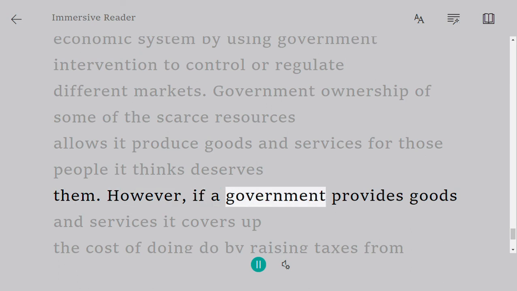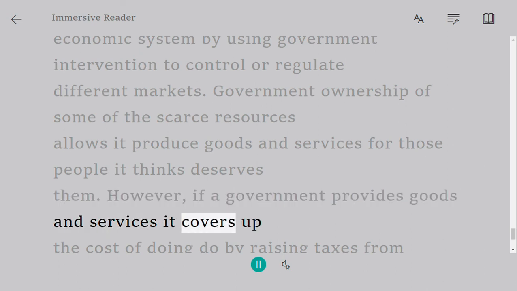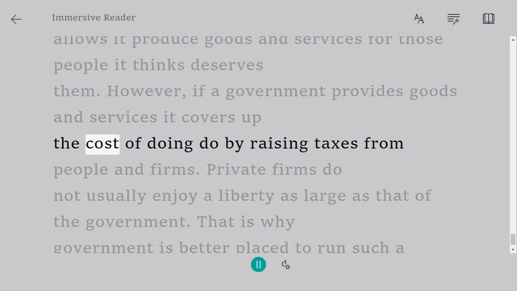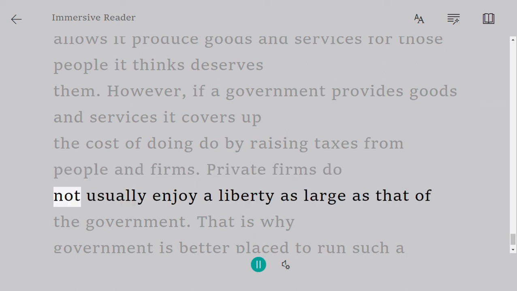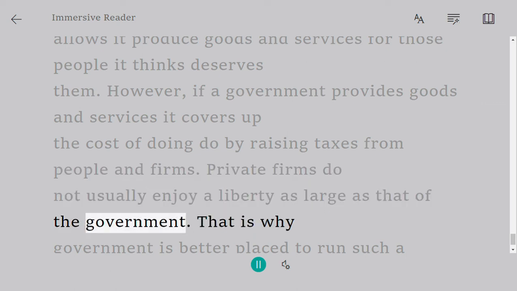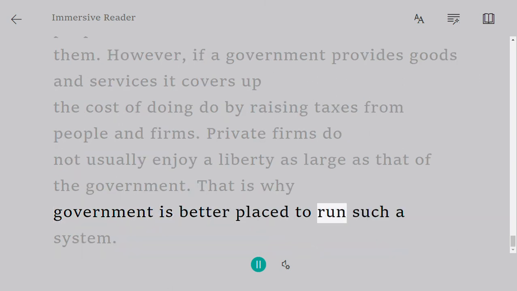However, if a government provides goods and services, it covers up the cost of doing so by raising taxes from people and firms. Private firms do not usually enjoy a liberty as large as that of the government. That is why government is better placed to run such a system.